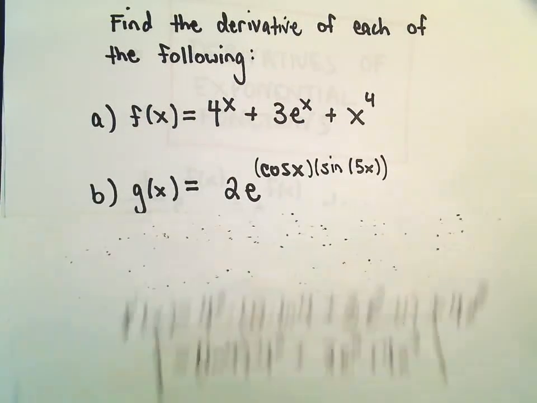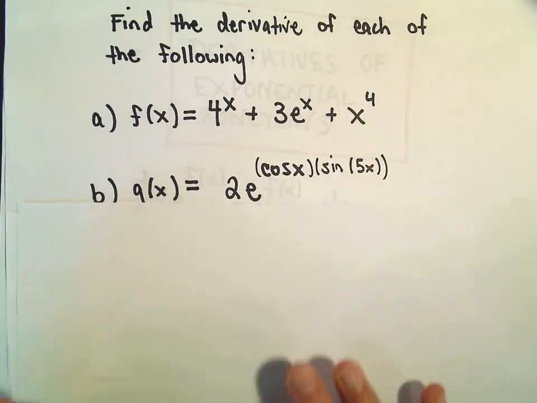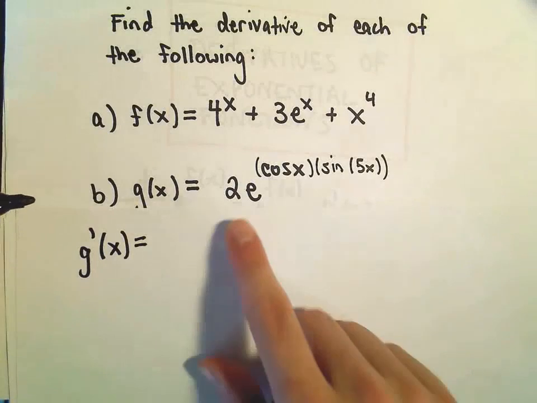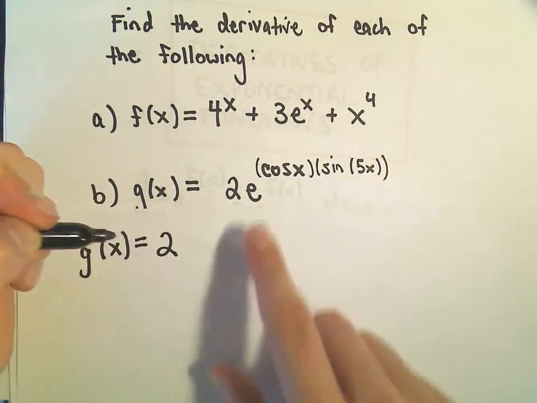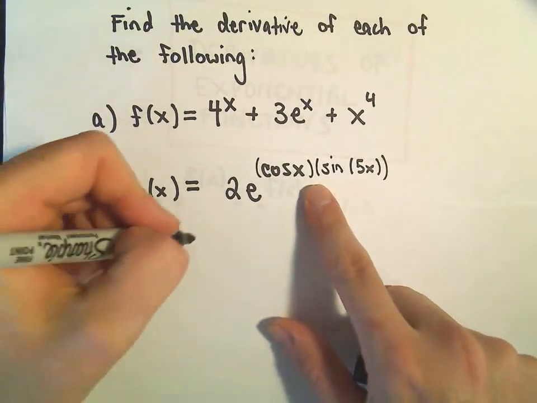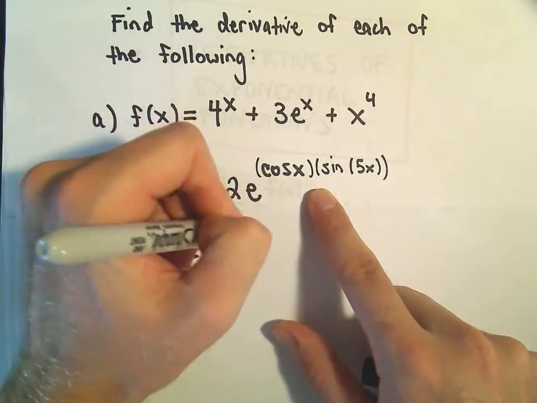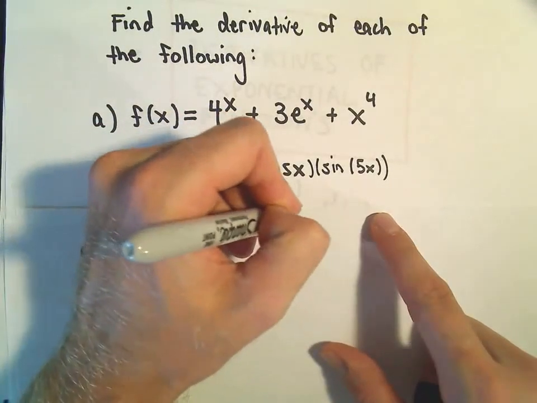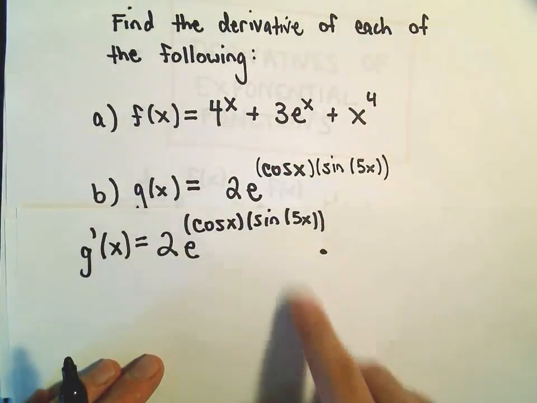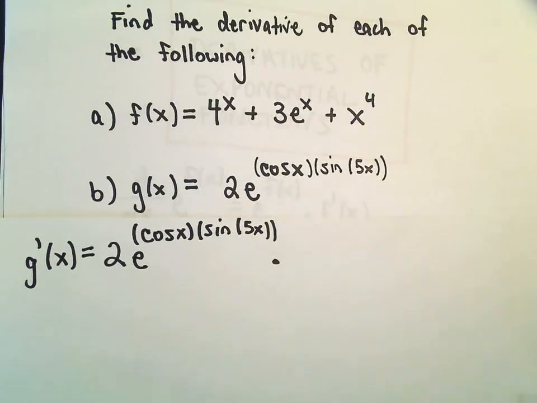Now for part B, we have 2e to the cosine x times sine of 5x. So in this case, the chain rule will get used a little bit more. When we take the derivative, the 2 just comes along. Again, we have e. You can think about all of this as being our f of x. So again, it just repeats. So we get e to the cosine x times sine of 5x. But then what we're going to have to do is take the derivative of this exponent. And to take the derivative of that exponent, we would just have to use the product rule.